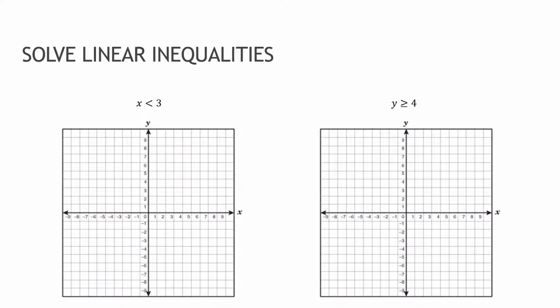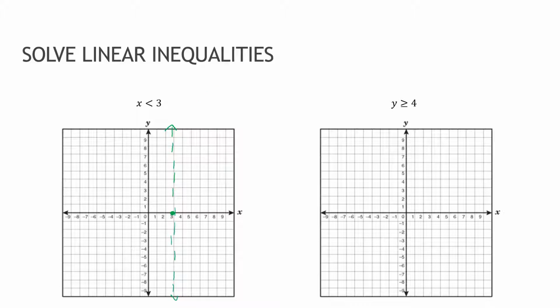Let's try a couple more. These should be pretty straightforward. If this were an x equals 3 equation, remember I would go to where x is 3. I would draw a line in this direction, so that's what I'm going to do. But I'm going to make it dotted because it's not an or equal to, so not solid.